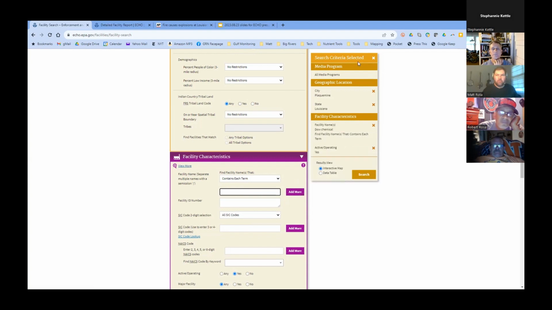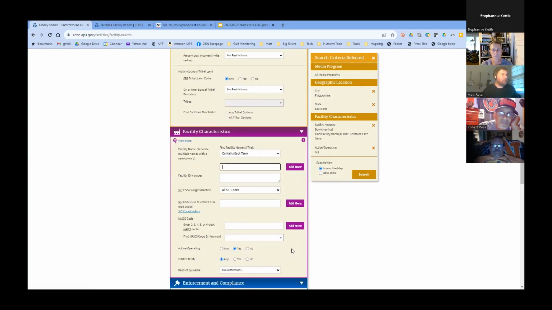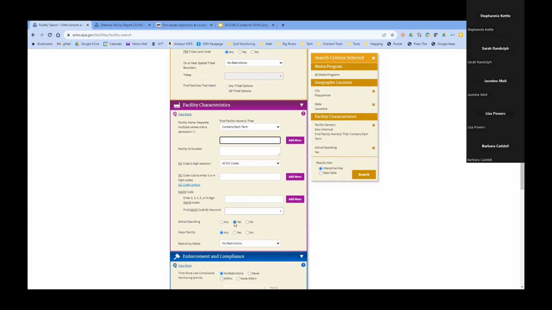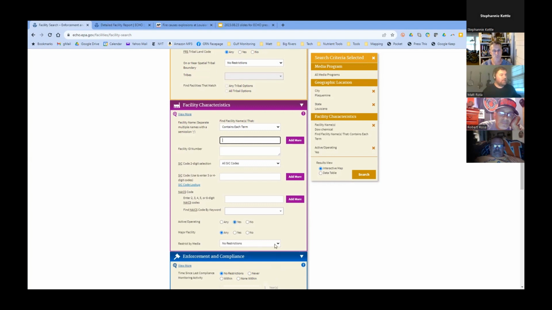And as you can see on the right hand side, as you're going through, it tells you what you're limiting your search to. So it's in the city of Plaquemine in Louisiana. The facility name is Dow Chemical. And then another one is, is it active and operating? And that was clicked automatically. But there's so many things. If I'm just worried about water or air, you can really get down to really narrow characteristics if you want. But again, right now I'm just doing an overall search. So that's probably what I want to do.